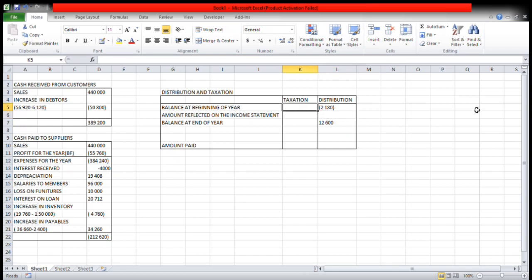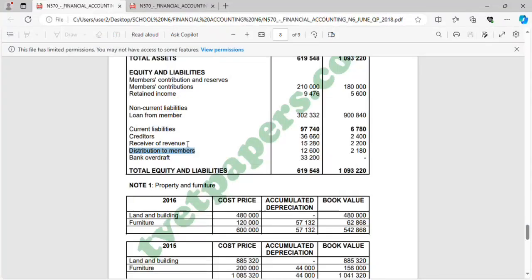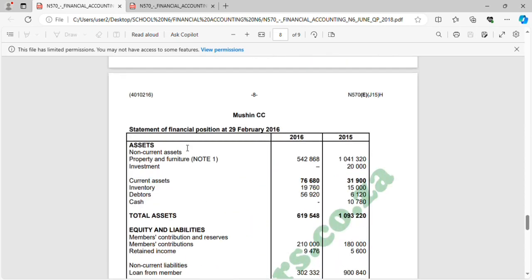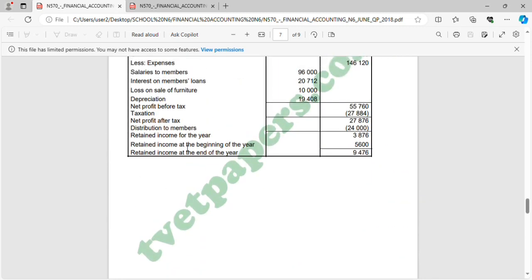So let's also deal with the taxation paid. The same applies to the taxation. Here we have the receiver of revenue. This one is a taxation. So the balance at the beginning was 2,200, and the balance at the end is 15,280. So let's also check the amount on the income statement for taxation paid. The amount for taxation paid on the income statement is indicated inside the brackets as 27,884, and the distribution to members is 24,000.